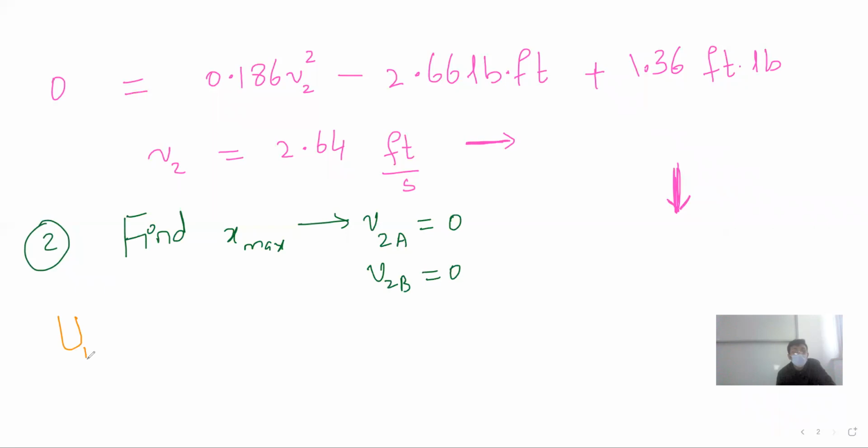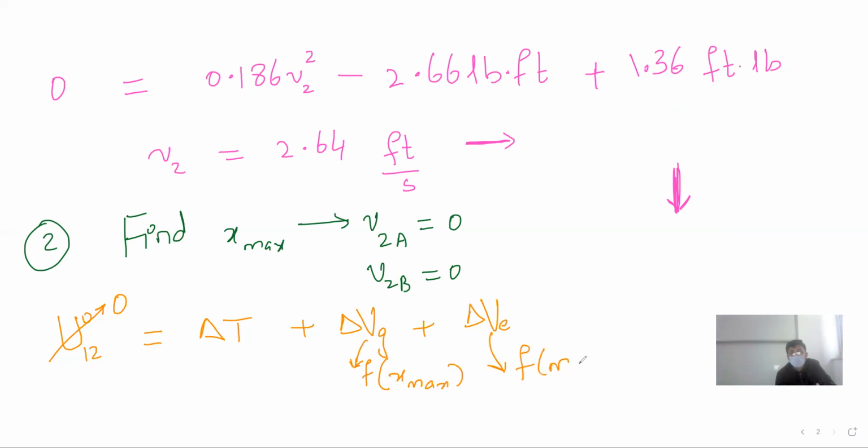You can do it yourself. I will not solve it, by the way, but I will wait for 5 minutes for everyone to at least try this, okay? So this chunk goes to 0 equal to delta T plus delta VG plus delta VE. So this fellow will be a function of X max. This chunk will be a function of X max.